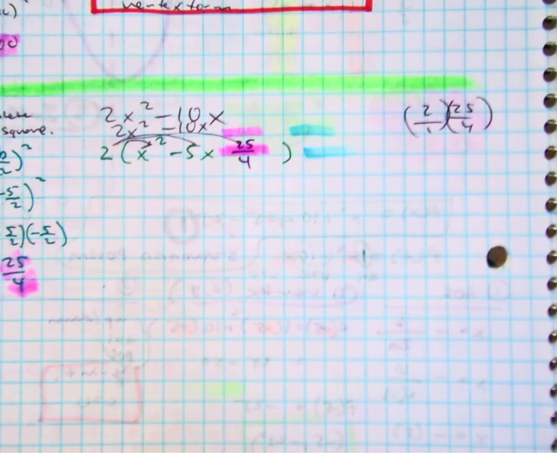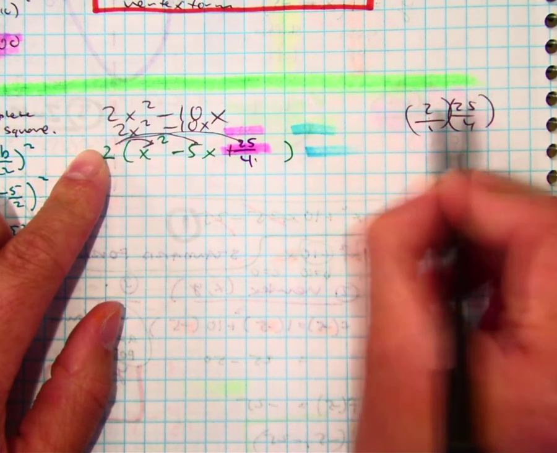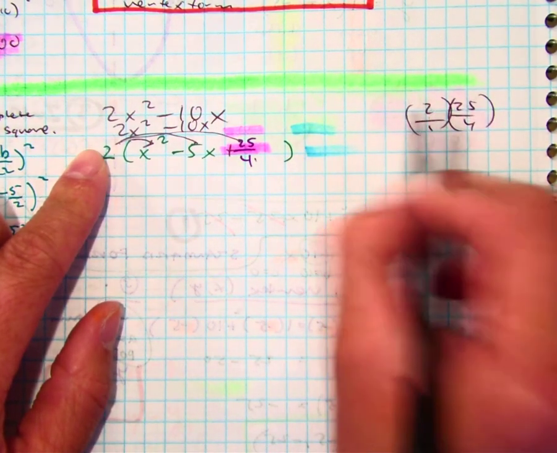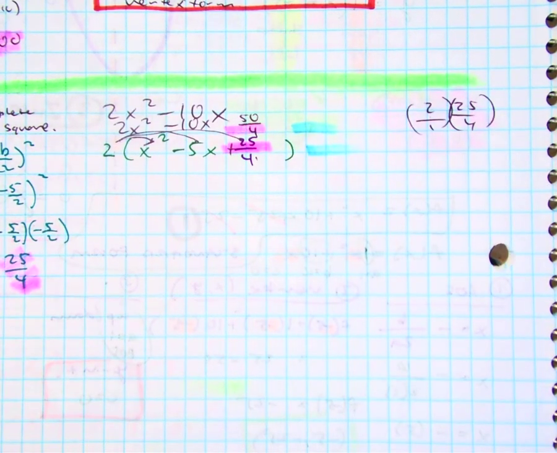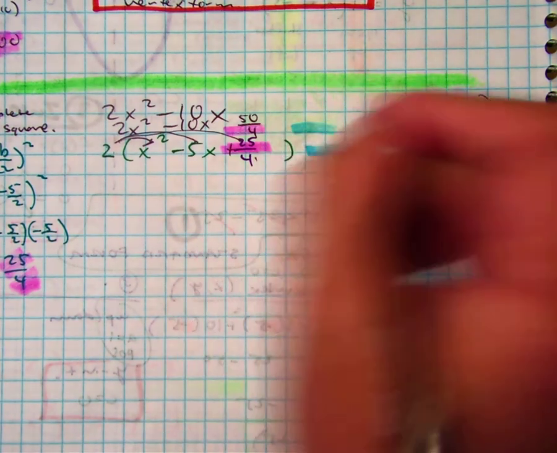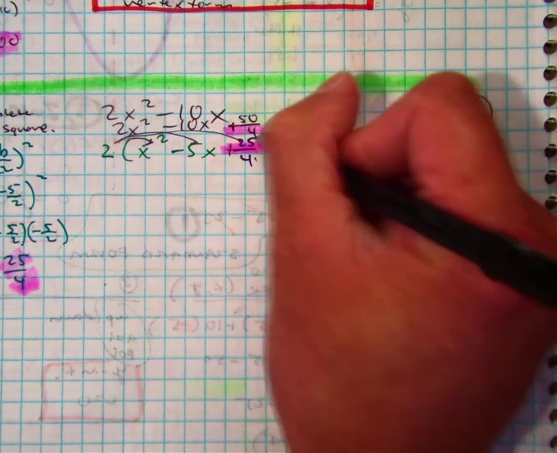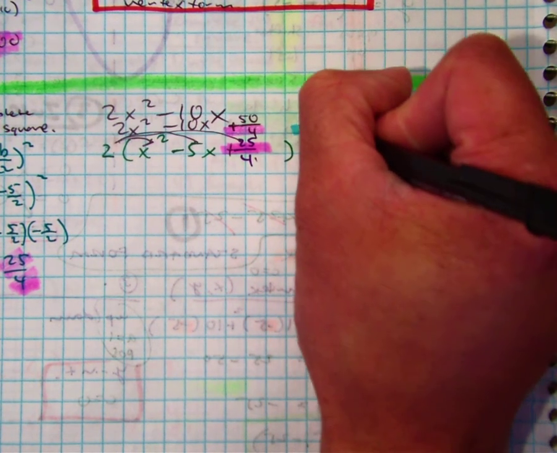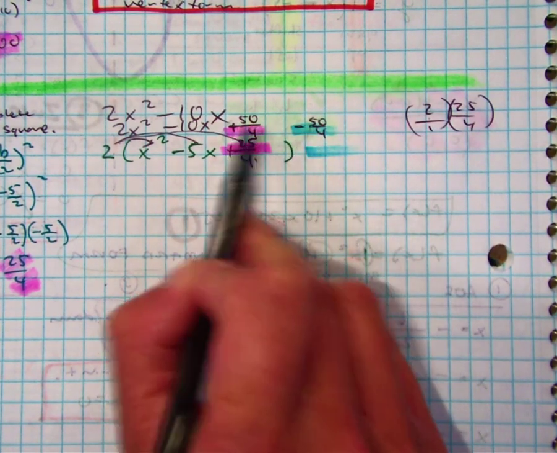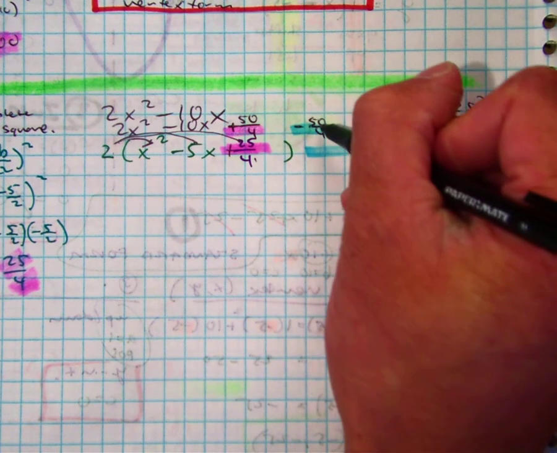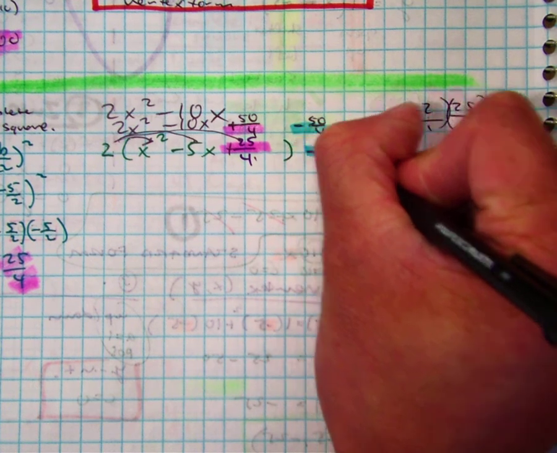Oops, I wasn't on screen. If I distribute the 2 times 25 over 4, you just multiply across, or you can cross cancel. So 50 over 4, or 25 over 2 is probably best. We can reduce that later. So if this is a positive 50 over 4, that means this one has to be a negative 50 over 4, so that the pink and the blue equal 0. So now I'm going to bring this down, and simplify this. So that becomes a negative 25 over 2.